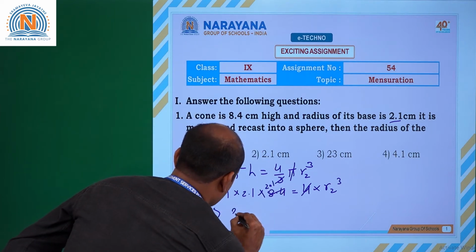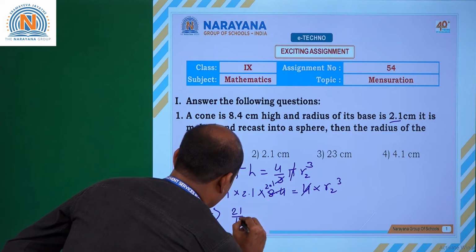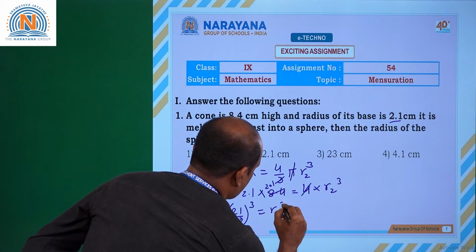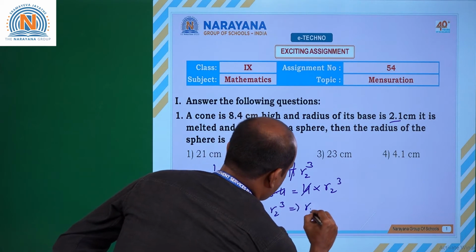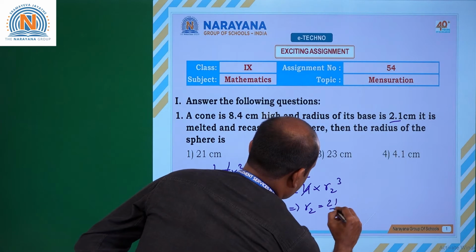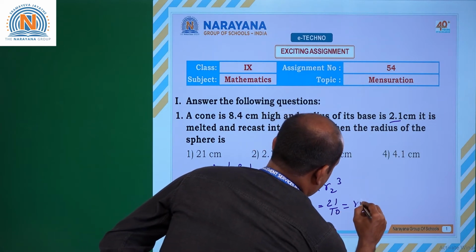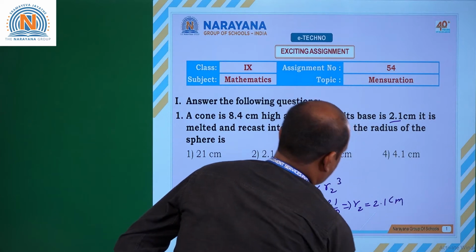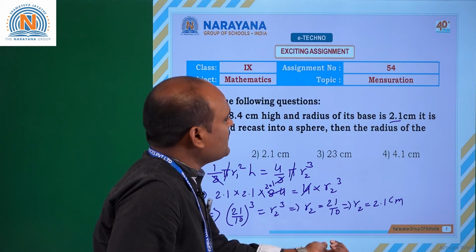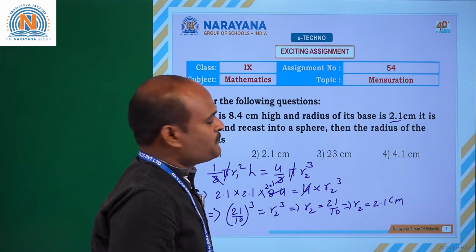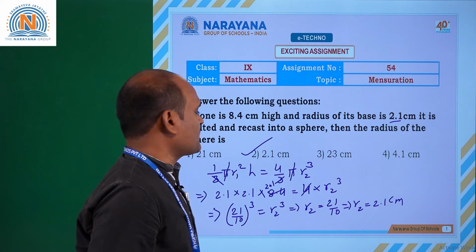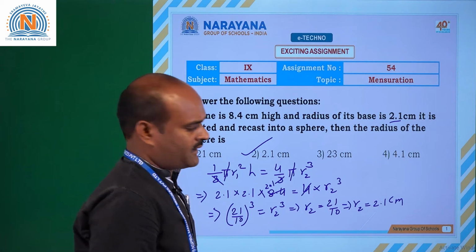That is 21/10 whole cube is equal to r2 cube. That implies r2 is equal to 21/10, so r2 is equal to 2.1 centimeter. What is this r2? r2 is nothing but the radius of the sphere. So the radius of the sphere is 2.1 centimeter. That is option 2 is the correct answer.